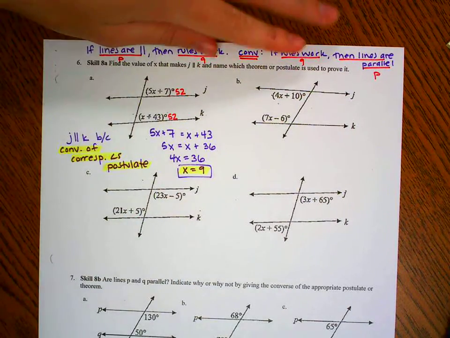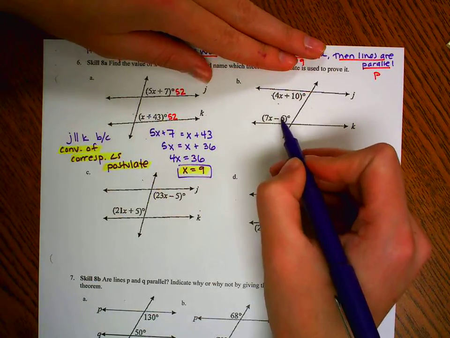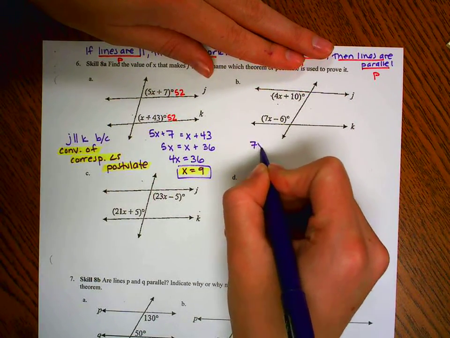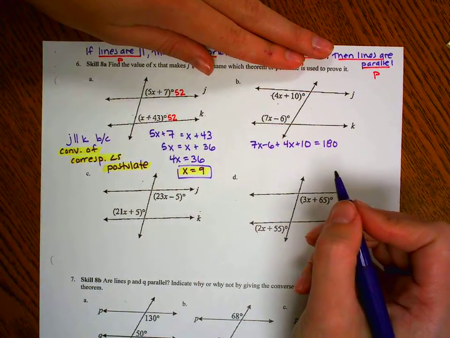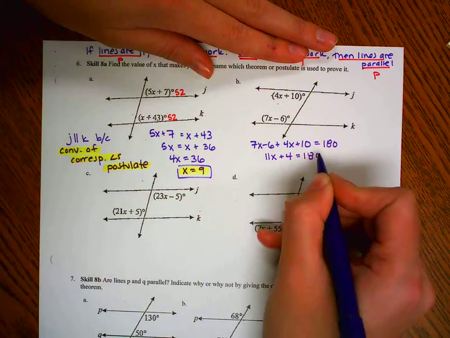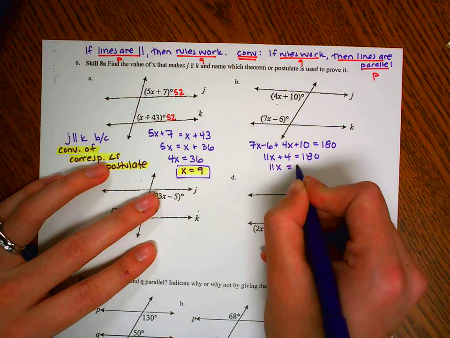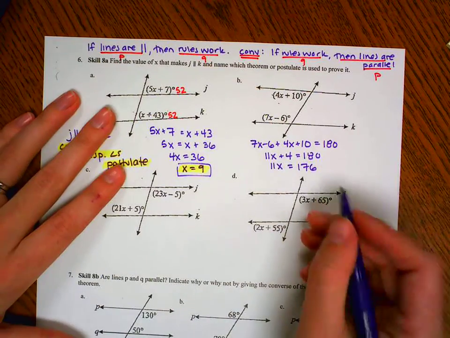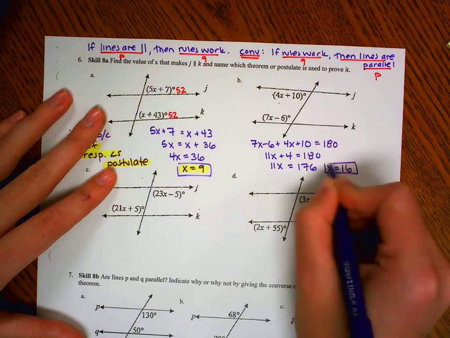Let's do B. We want these lines to be parallel, and in order to make sure they're parallel, these same side interior angles need to be supplementary. So this plus this equals 180. Let's do that. If I combine my like terms, I'm going to get 11x plus 4 equals 180. That's going to give me 11x equals 176. And 176 divided by 11 is 16. So now I have my value of x.